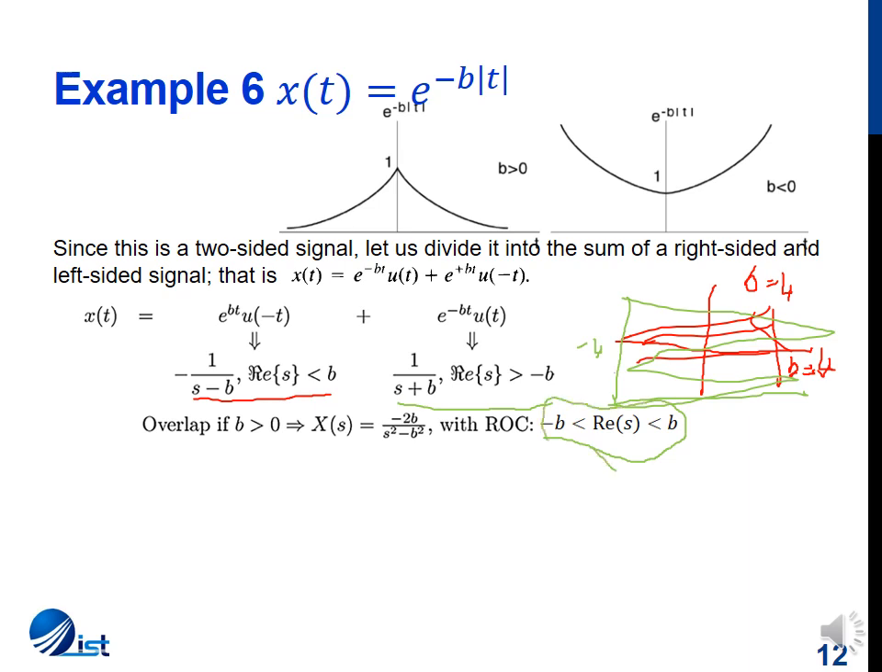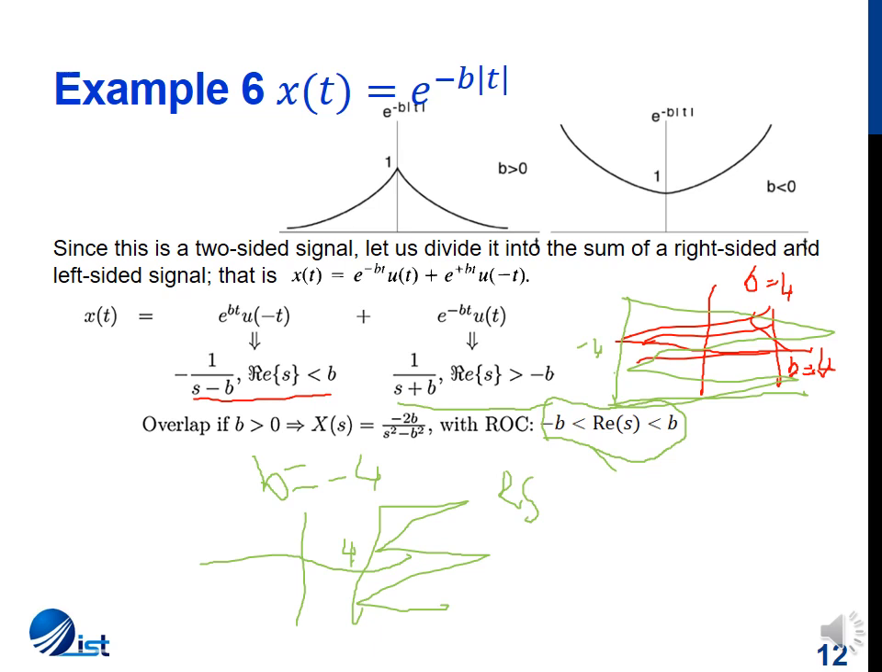What happens if we look at the second case, which is when the value of b is less than 0? In that case, let's assume that our value of b is minus 4. So drawing our S plane, for the right hand sided signal, when real of s is greater than minus b, minus 4 becomes plus 4, so our ROC is this region for the right hand sided signal.